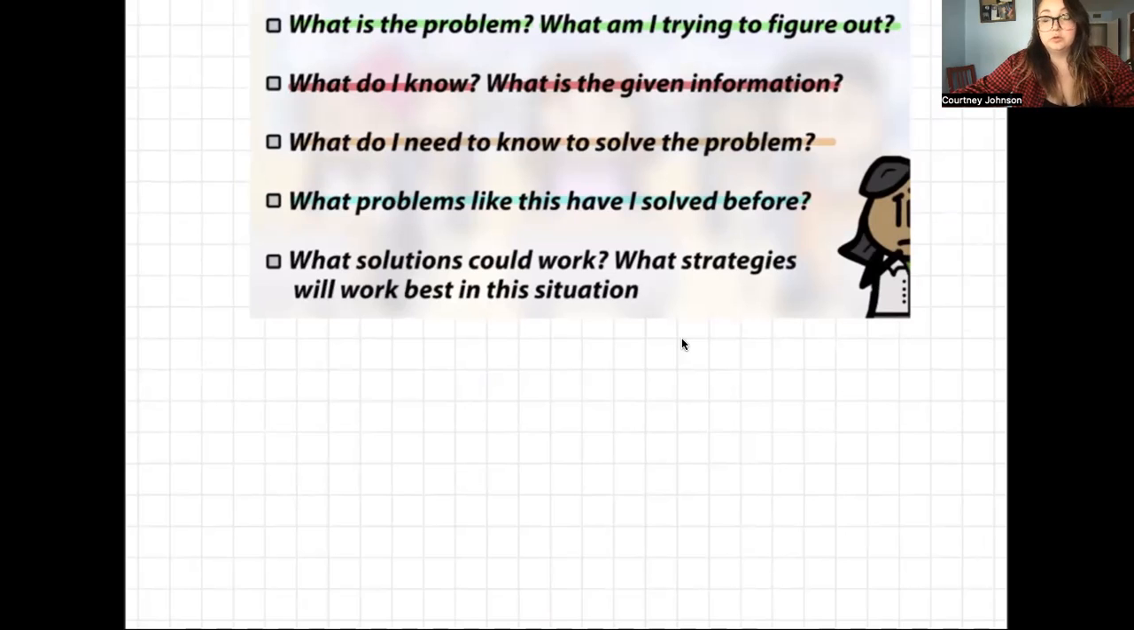What happens if you divide someone's score? What if you're talking about golf? What happens then? So how do these scores change depending on what you are talking about? And now, what solutions could work? What strategies will work best in this situation? So I want you to sit out and figure all of that out and create your own problem now.